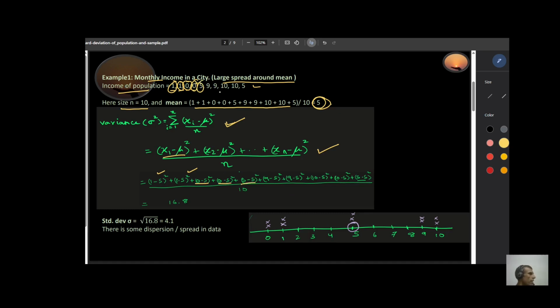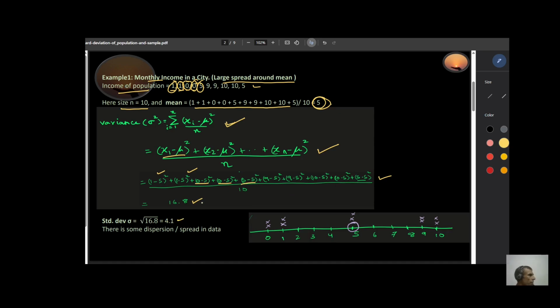Basically, I just put all the numbers and I subtract the mean from them. Then I square the numbers, and then I divide by 10, and my variance comes out to be 16.8. So my standard deviation is going to be the square root of the variance, which is 4.1.